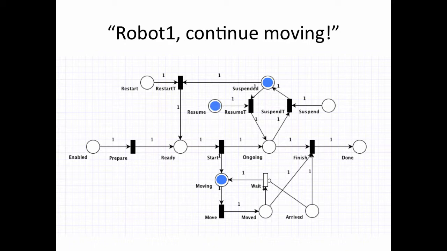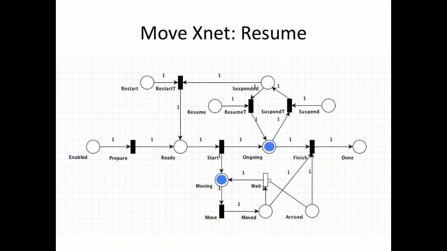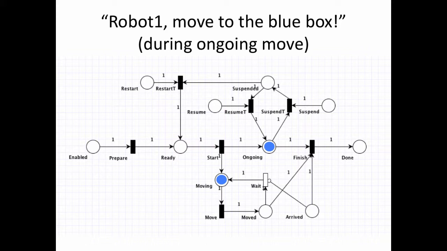Supposing we say, okay, robot 1, continue moving. Well, we can only continue if we've already stopped. And so we're in the suspended state. We mark the resume place, and we transition back to ongoing and pick up where we left off. Last case, this is more complicated.